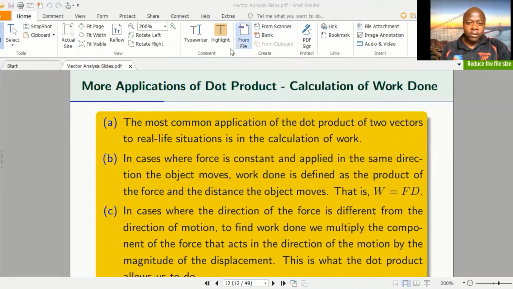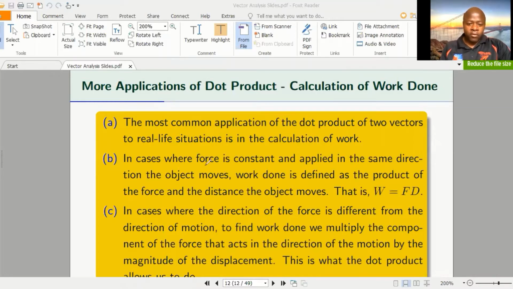Previously, we had looked at other applications of the dot product. For instance, we saw how the dot product can be used to tell if vectors are orthogonal, parallel, or neither. So today we'll be looking at how to use the dot product to calculate work done.